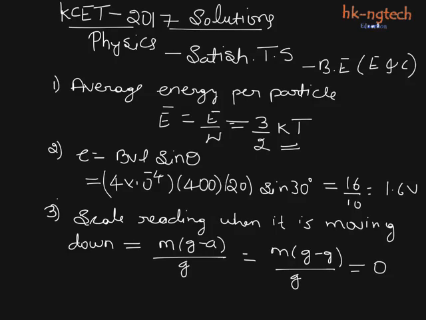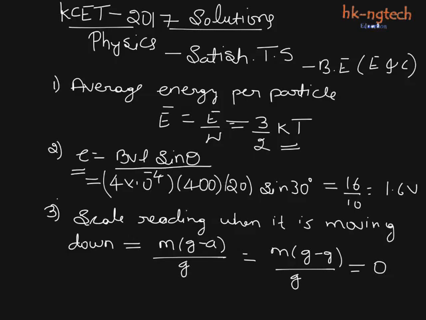The second question is: a jet plane of wing span 20 meter is traveling towards west at a speed of 400 meter per second. If the earth's total magnetic field is 4 into 10 to the power of minus 4 Tesla and the dip angle is 30 degree at the place, the voltage difference developed across the ends of the wings is. So, a simple problem. We have the formula that induced EMF E is equal to BVL sin theta. If I substitute the values of B, V, L and theta as 30 degree, I will get 16 divided by 10, that is 1.6 volts.